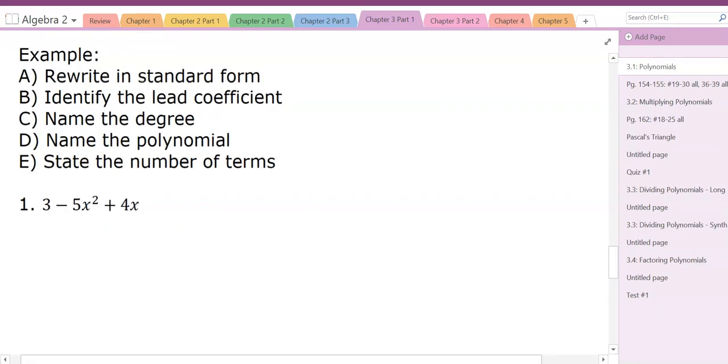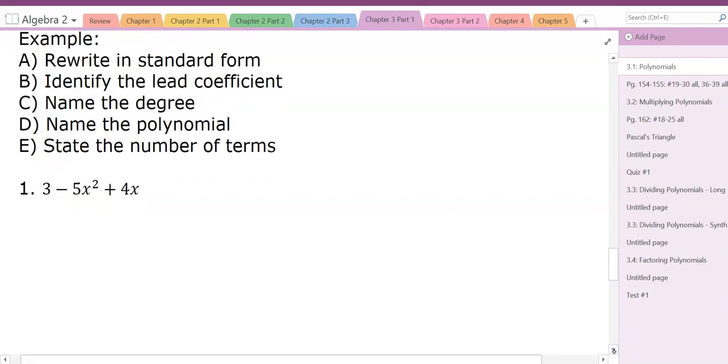So for this first one, for part A, I'm going to rewrite this in standard form. That means I'm going to rewrite it from biggest exponent to smallest exponent. So I'm going to put that x squared term first. Now be really careful with the numbers that are sitting in front of those letters. If they have a negative sign, you have to bring the negative sign with it. So it's going to be negative 5x squared first. Then I'm going to do plus 4x, and then plus 3. Okay, so I'm just rewriting it in order here. So that takes care of part A.